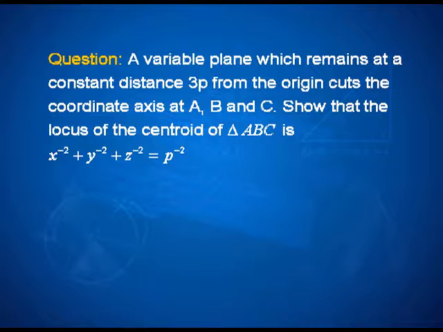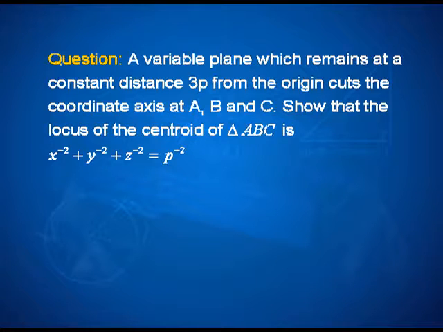Let us take a look at another question, which is an interesting one, slightly away from the usual form of the questions that you have looked at in our series. The problem says: a variable plane which remains at a constant distance 3p from the origin cuts the coordinate axes at A, B and C. Show that the locus of the centroid of triangle ABC is given by this equation.